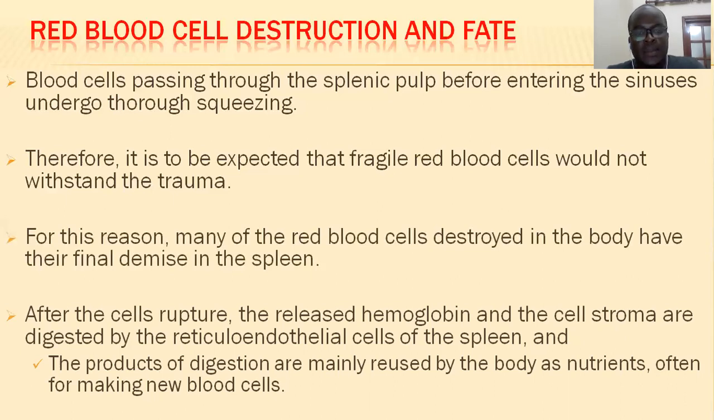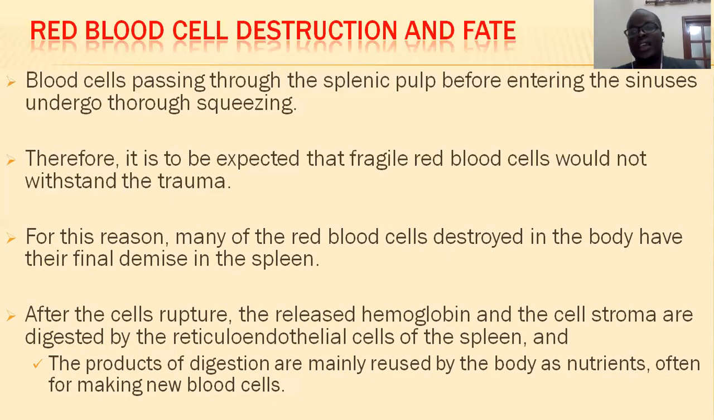After the cells rupture, the released hemoglobin in the cell trauma is digested by the reticuloendothelial cells of the spleen, like I've already said. And the products of digestion are mainly reused by the body as nutrients, often for making new blood cells. So that statement is simply pointing to the fact that after you have hemolysis of these red blood cells, there are certain products coming out of hemolysis that can be reused by the cells. And some of them are mainly used for producing more red blood cells.